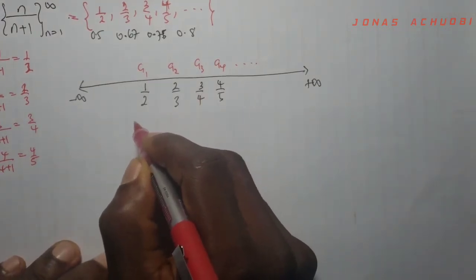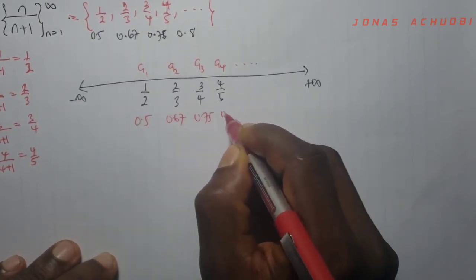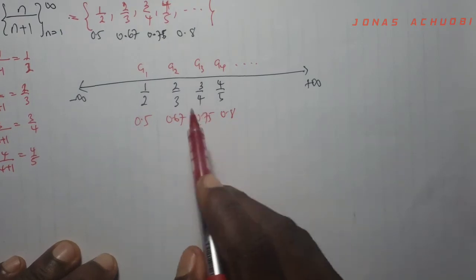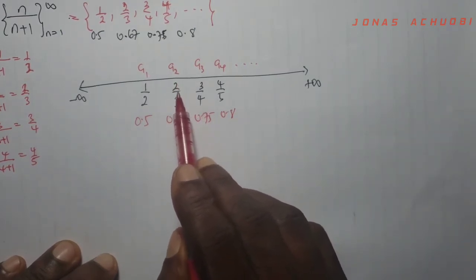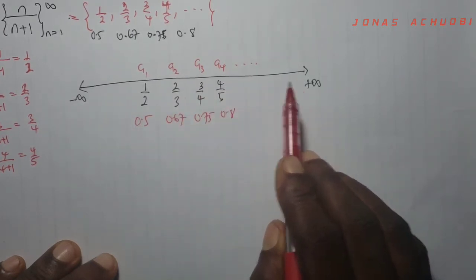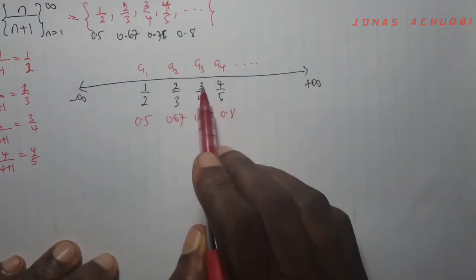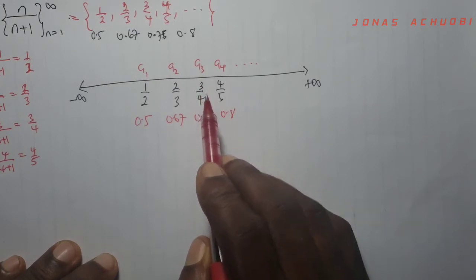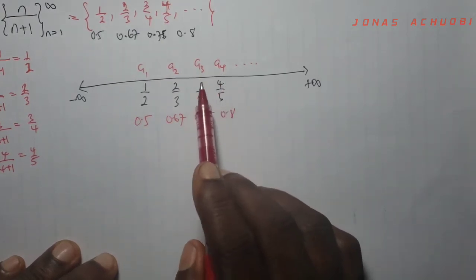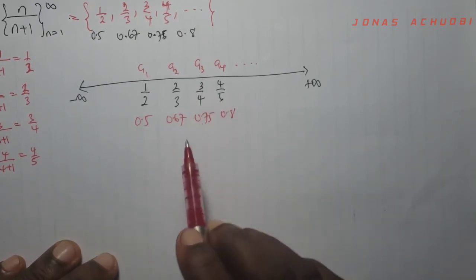So 0.5, let me write it again, 0.67, 0.75, 0.8. If I claim that 2 over 3 is an upper bound, it will mean that 2 over 3 is bigger than every other term of the sequence, and that is false, since every term to the right is bigger than 2 over 3. If I claim that 3 over 4, which is 0.75, is my upper bound, it will mean that 3 over 4 is bigger than or equal to every term of the sequence, and that is not correct, since 0.8 is bigger than 0.75.